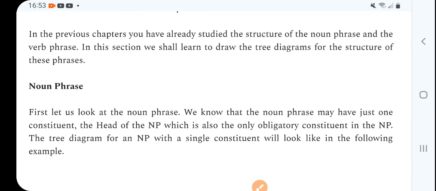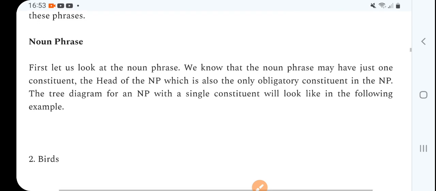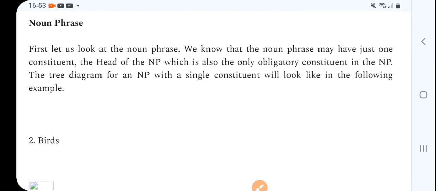In the previous chapters, you have already studied the structure of noun phrase and verb phrase. In this section, we shall learn to draw the tree diagram for the structure of these phrases. I had already explained noun phrase in the previous slideshow, so I think you must have got an idea, and here also they have explained a little. That is, the head word of a noun phrase is noun, meaning a noun must be there in the noun phrase. So first let us look at the noun phrase.